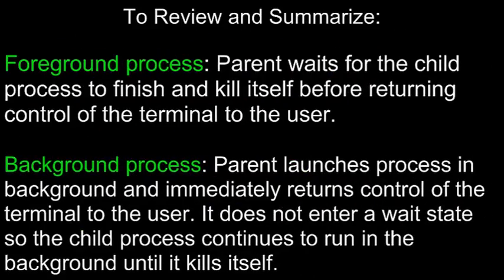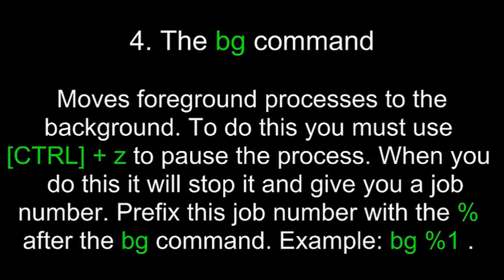To review and summarize, for a foreground process, the parent waits for the child process to finish and kill itself before returning control of the terminal to the user. For a background process, the parent launches the process in the background and immediately returns control of the terminal to the user. It does not enter a wait state, so the child process continues to run in the background until it kills itself.